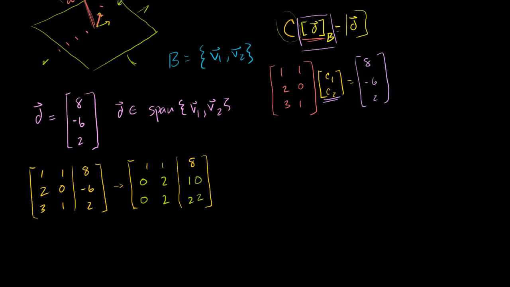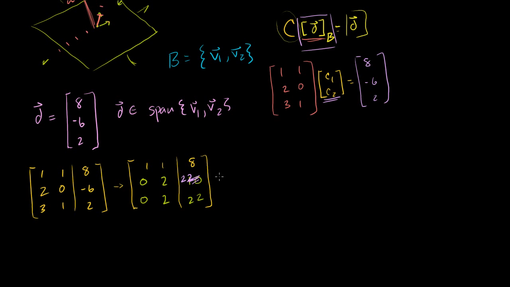See, it looks like I must have made a mistake someplace, because these two would lead to no solution. So let me verify what I did, to make sure I didn't make any strange errors. So the second row, I replace it with 2 times the first row minus the second row. So 2 times 1 minus 2 is 0. 2 times 1 minus 0 is 2. 2 times 8 minus 6. So there's my error. That's equal to 22. That was my error. So these two things are equivalent.